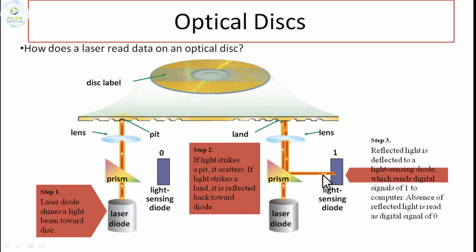If you need to represent the 0, it will put a pit or a hole onto the layer that you are seeing. This particular layer has been shown in cross-section over here. And when you want to represent 1, there will be no pit, it is left as is. So reflected light is detected by the light sensing diode, which sends the digital signal of 1 to the computer. Absence of reflected light is read as digital signal 0. So there is absence over here, which is read as 0. There is presence of reflection, which we call the representation of 1.